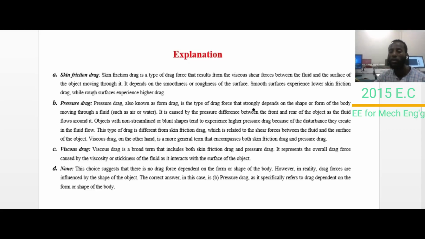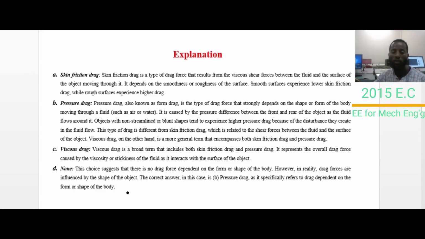When we come to pressure drag, it's also known as form drag, and this is a type of drag force that strongly depends on the shape or form of the body moving through a fluid, such as air or water. It is caused by the pressure difference between the front and the rear of the object as the fluid flows around it. Viscous drag is a broad term that includes both skin friction drag and pressure drag, and it represents the overall drag force caused by the viscosity or thickness of the fluid as it interacts with the surface of the object.